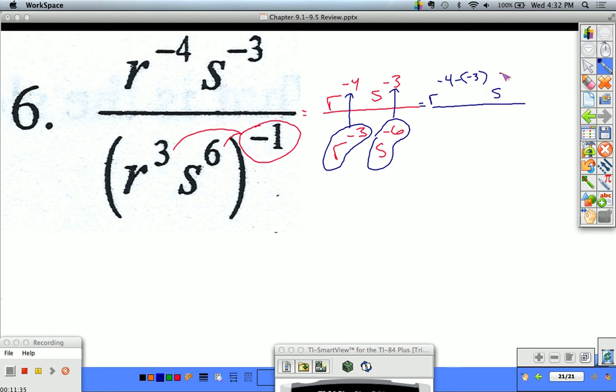If we have an exponent of 1, there's no point in having it, so let's just leave that off. And if we have a coefficient of 1, we can leave that off. So our final answer is just going to be s cubed over r.